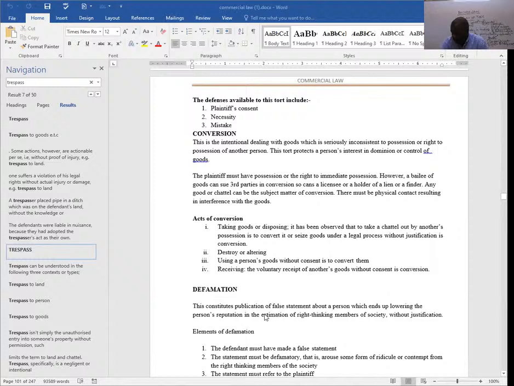So that is what we mean by trespass to goods, and that is how conversion of goods can happen: either taking possession of goods without another person authorizing, or changing them into any form without the authority of the owner. So that is what we mean by the tort of trespass.